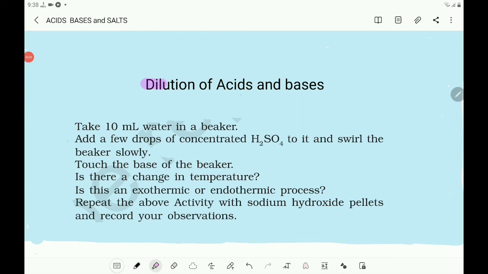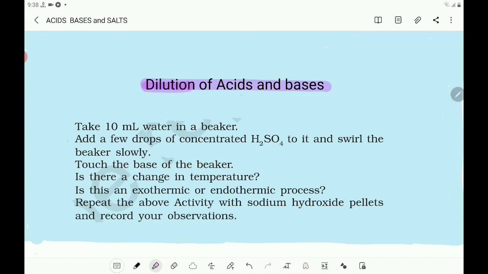Now about the dilution of acids and bases. What is dilution? Mixing an acid or base with water results in decreasing concentration of ions, hydronium ion or hydroxyl ion per unit volume. Such a process is called dilution.